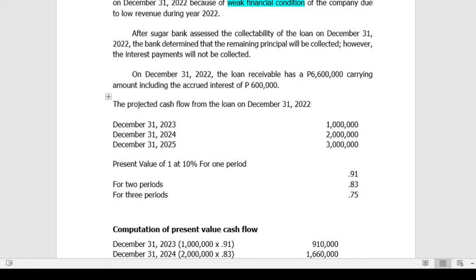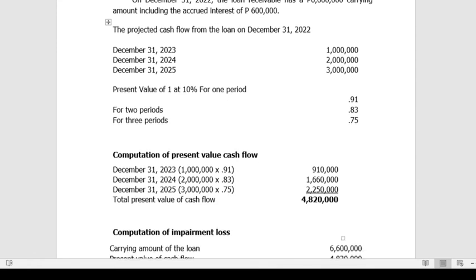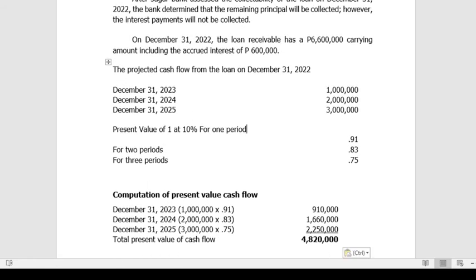So sabi kanina, when we are computing for impairment loss, this is the carrying amount compared with the present value of the cash flows. So, let us compute first for the present value of the cash flows. Ang sabi dito, ang cash flows na lang daw ay iyan, 1 million, 2 million, and 3 million. So, hilahin mo yan at time now. So, paano mo siya hihilahin? You just have to multiply it using the PV factors.